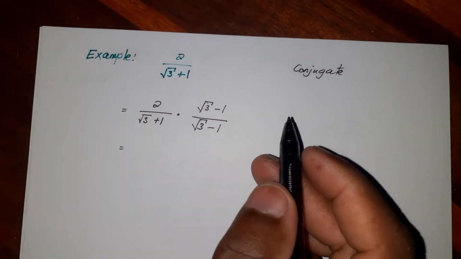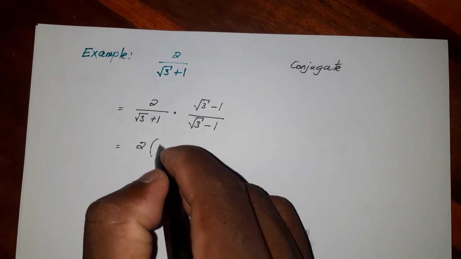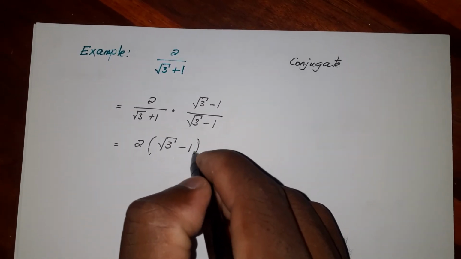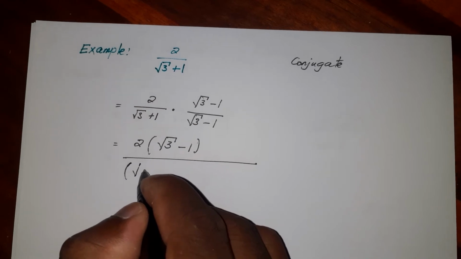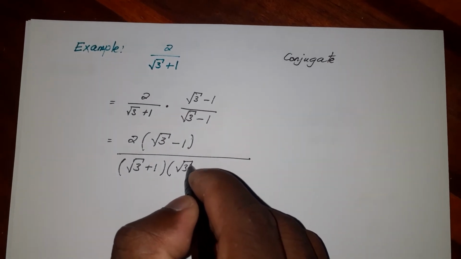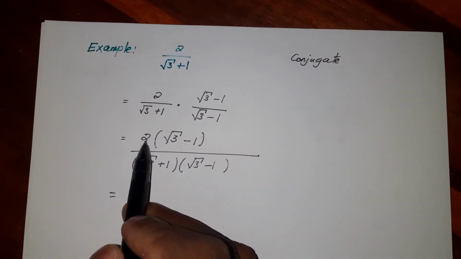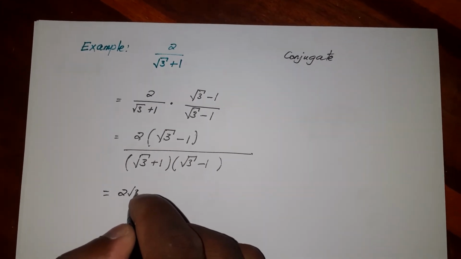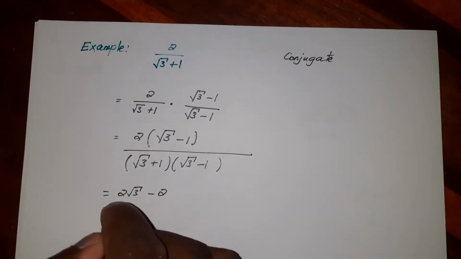Now here, what you are now going to have, we can now write 2, open bracket. We now write that expression, square root of 3 minus 1 over these 2, open bracket, we have square root of 3 plus 1, and then square root of 3 minus 1. Now we have to distribute the 2 to all the 2 terms inside the bracket. So we're going to have 2 times square root of 3. We don't do anything. We leave it the way it is. Minus 2 times 1. We get 2.